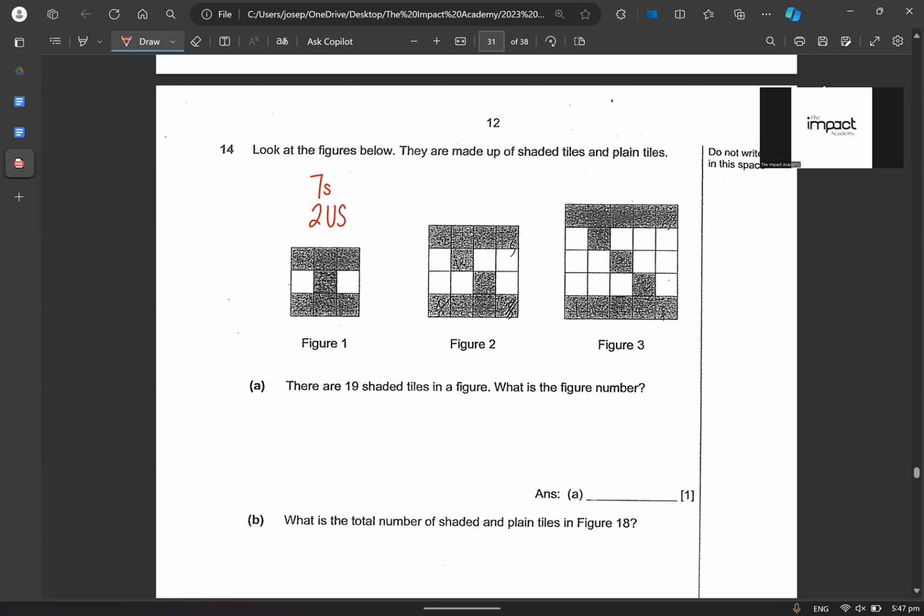Let's move on. 1, 2, 3, 4, 5, 6, 7, 8, 9, 10. How many shaded? 10 shaded. How many unshaded? 1, 2, 3, 4, 5, 6. 6 unshaded. Agree or disagree? How many shaded? 1, 2, 3, 4, 5, 6, 7, 8, 9, 10, 11, 12, 13. 13 shaded. How many unshaded? 1, 2, 3, 4, 5, 6, 7, 8, 9, 10, 11, 12. 12 unshaded. Am I making sense?